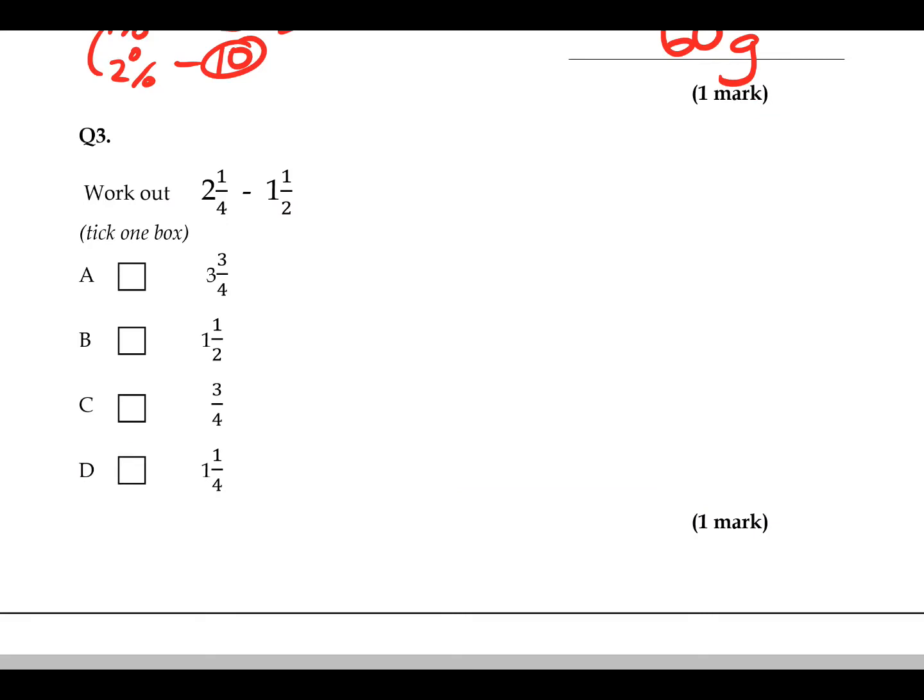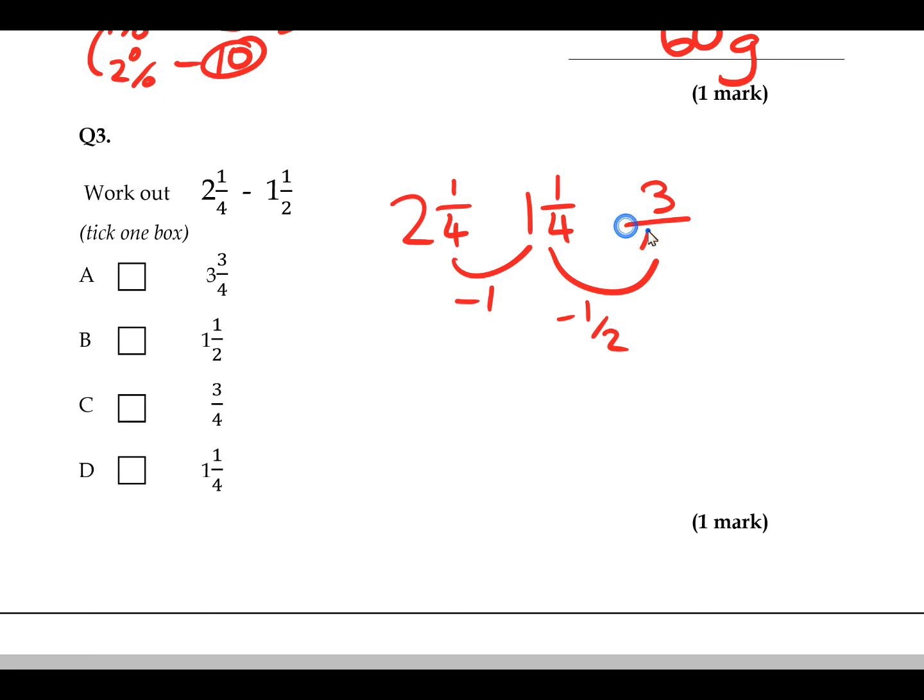Okay, our next question, question 3, work out 2 1/4 subtract 1 1/2. The best way to do this is think of your clocks, because we think in terms of quarter of an hour, half an hour, and so on. Take away the 1 hour to leave you 1 1/4, and then you've got half an hour to take away from 1:15. So if you go back, you end up with 0 and you'd be at 3/4. So the answer to tick is C.